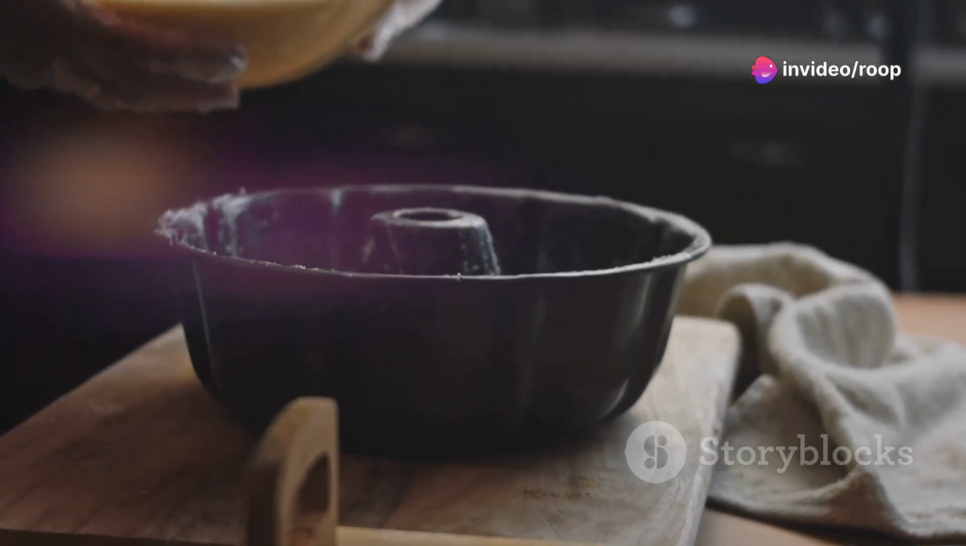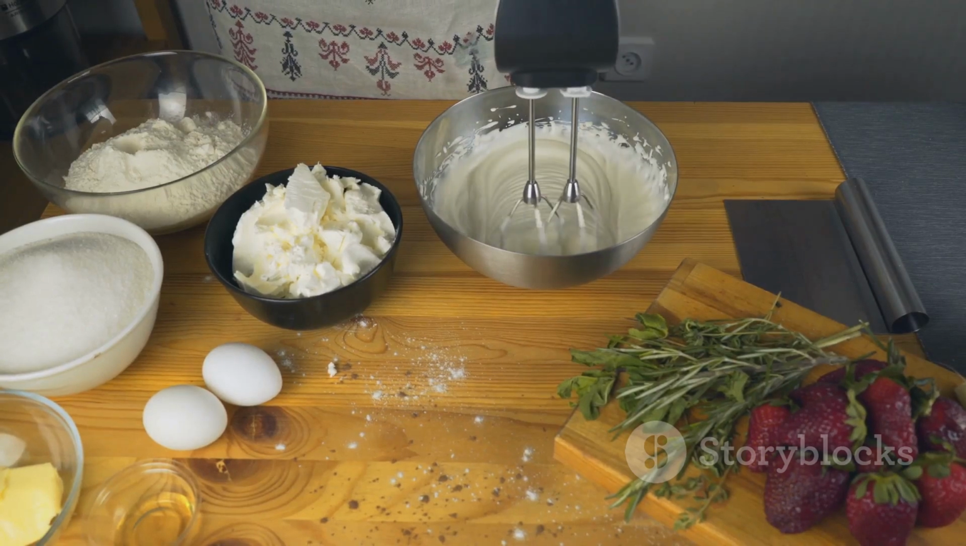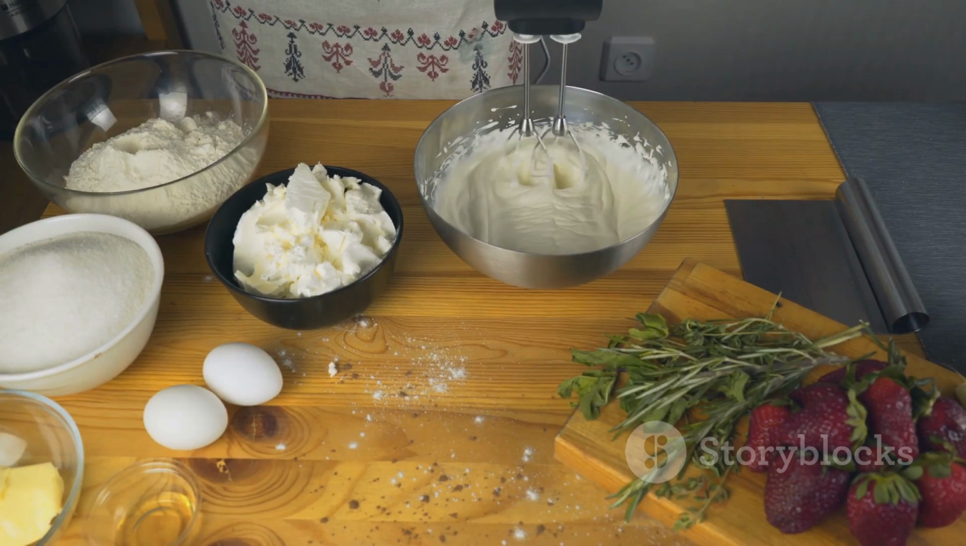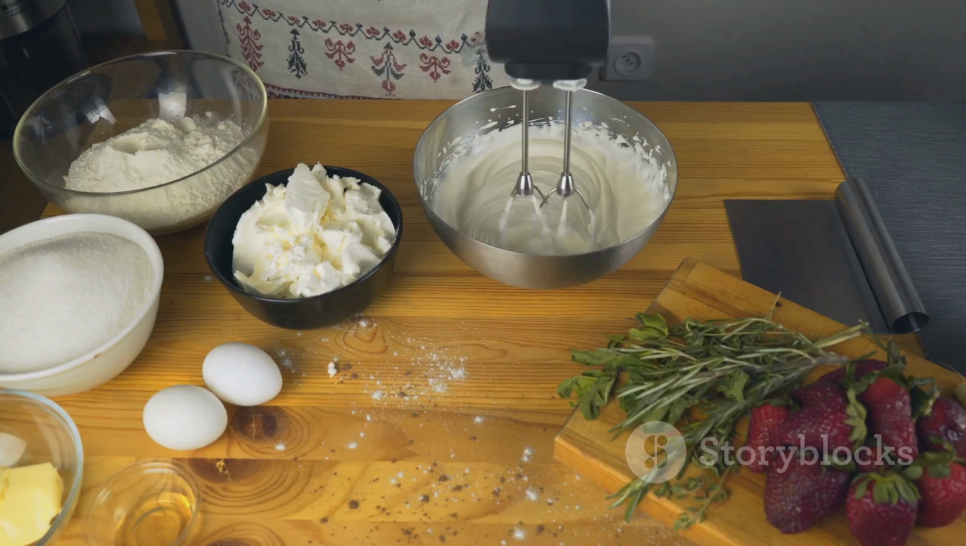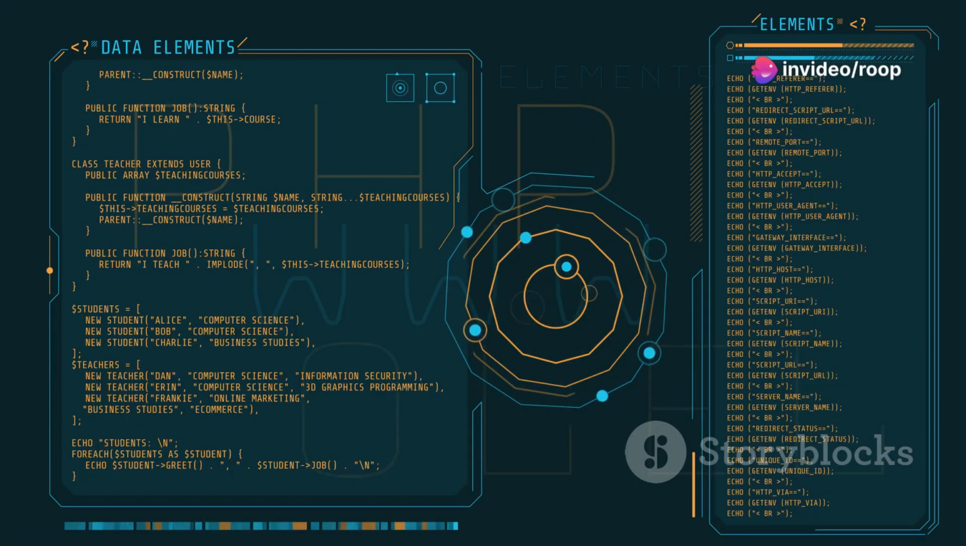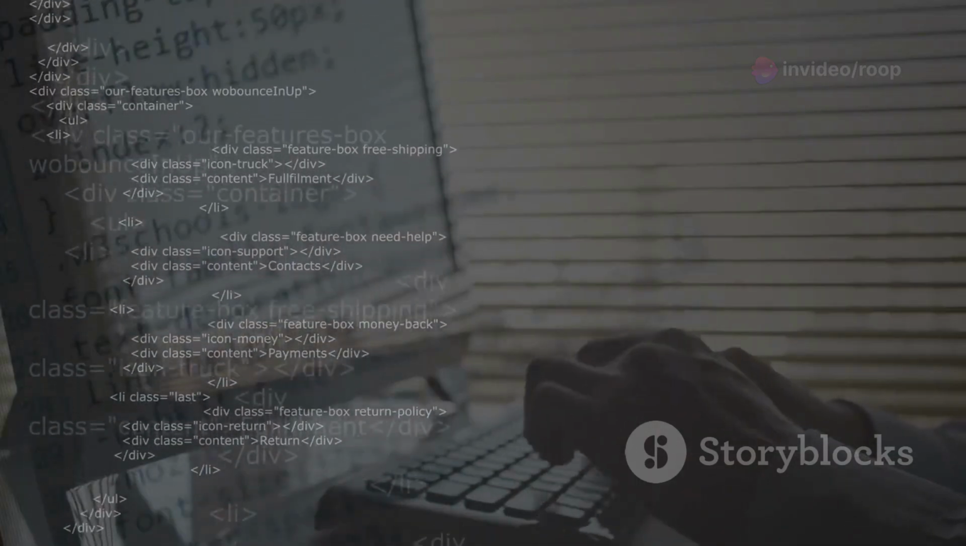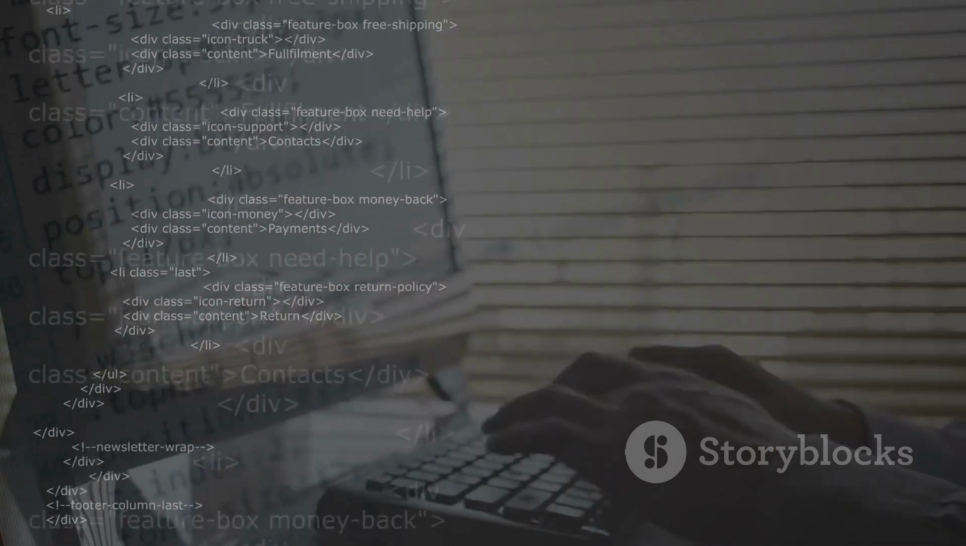Remember those recipes we talked about? Coding is very similar. Let's say you're making a cake. You have your ingredients like flour, sugar, and eggs, and your recipe, which tells you how to combine them. In coding, the ingredients are data, which can be anything from text and numbers to images and sounds. The recipe is your code, which tells the computer how to process that data to create something new.